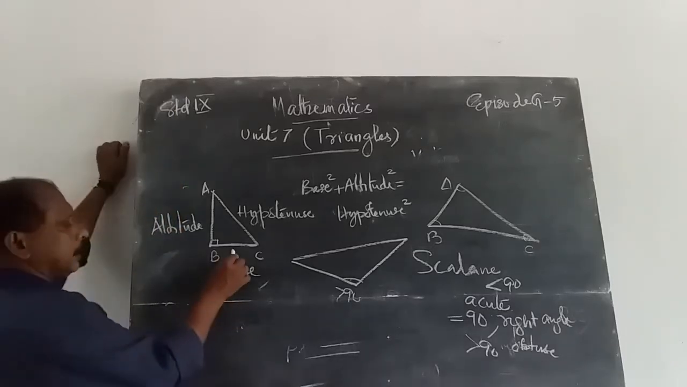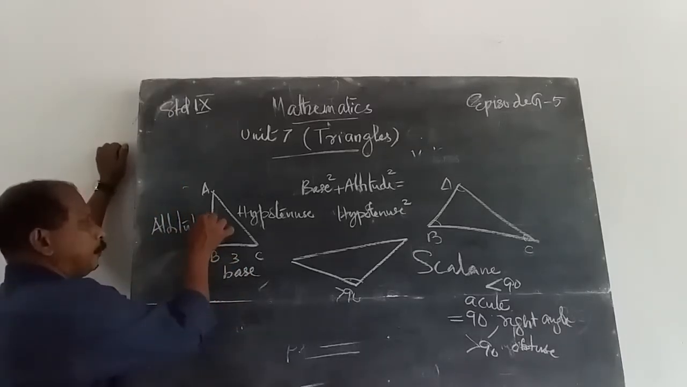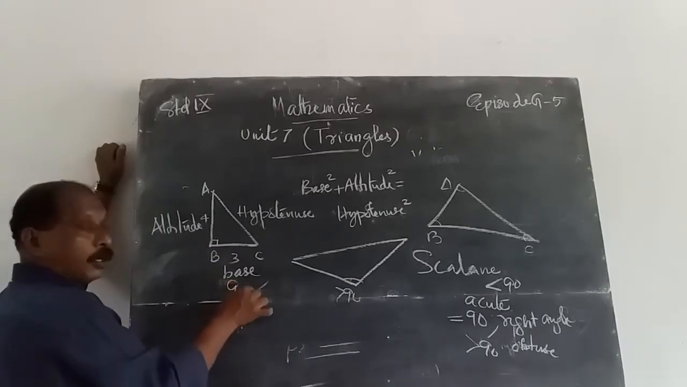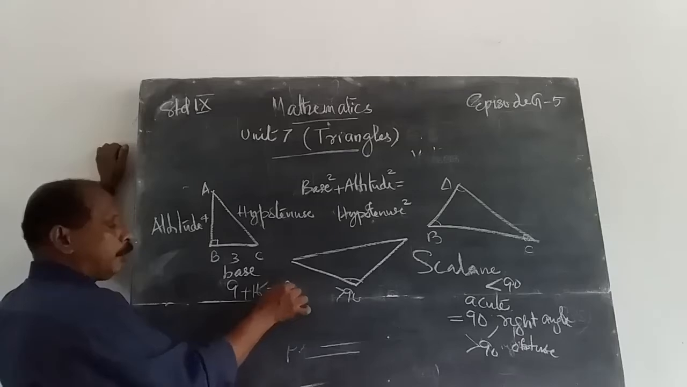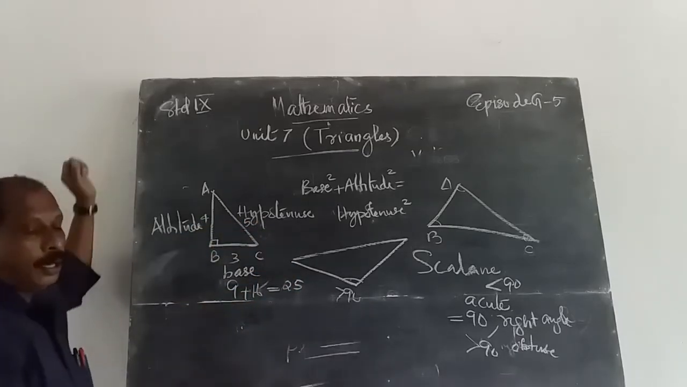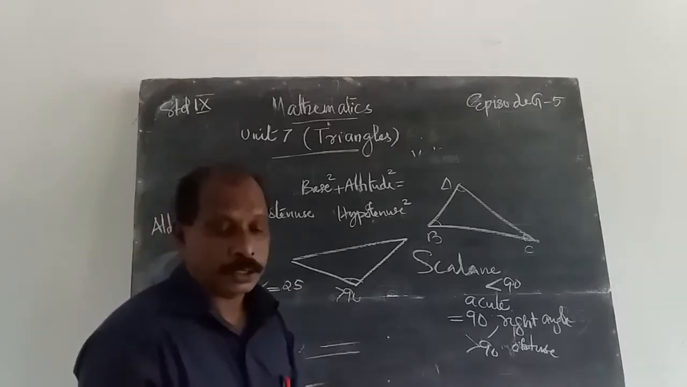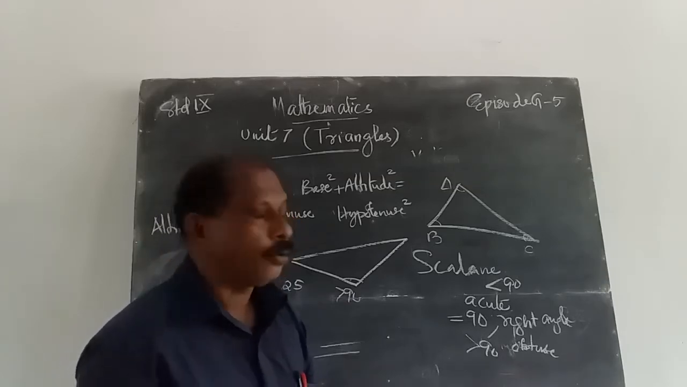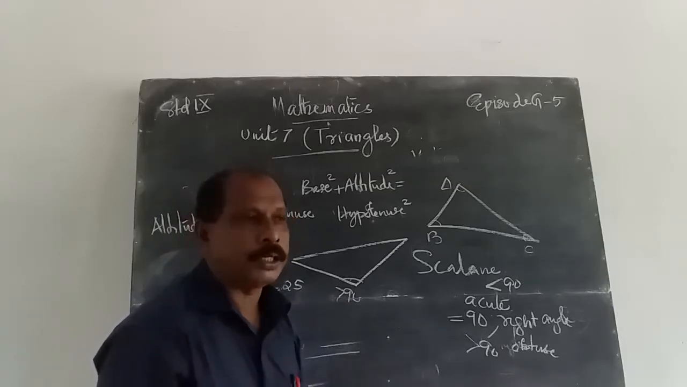For example, base is 3, altitude is 4. 3 square is 9, 4 square is 16, sum is 25, root is 5. Therefore, 3, 4, 5 are the sides. It is known as Pythagorean triplet.